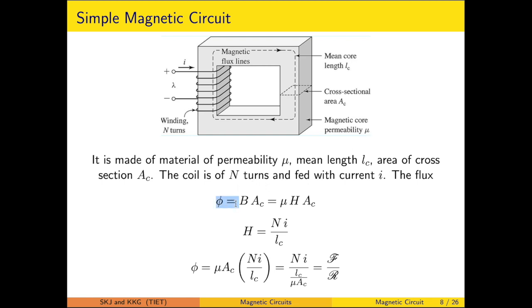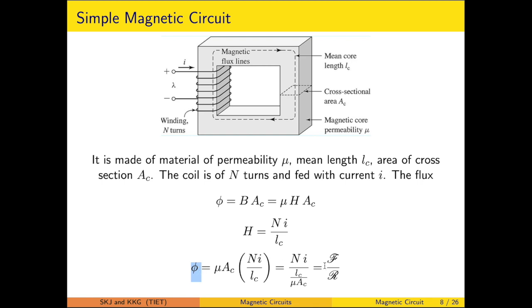The flux is the flux density multiplied by the area of cross section. B is related to the magnetic field intensity, so B is equal to mu H. H is equal to N I upon L. This is the application of Ampere's circuital law. If you relate Ampere's circuital law, the closed integral of H dot dl gives H into L. On the right hand side, it will be the I enclosed. When there are N turns carrying current I, the current enclosed will be N into I.